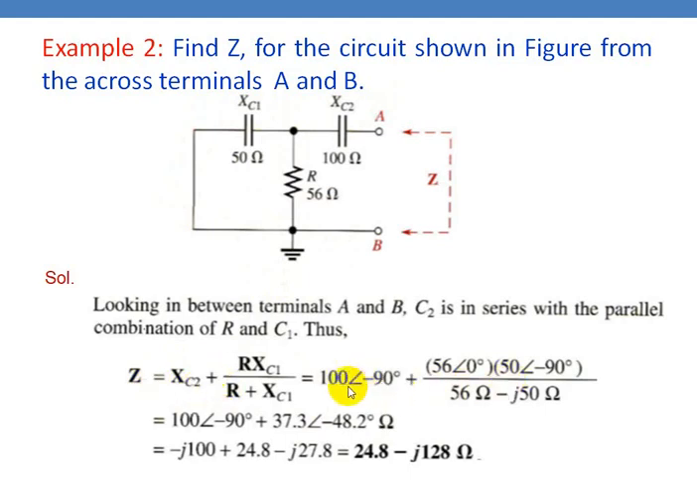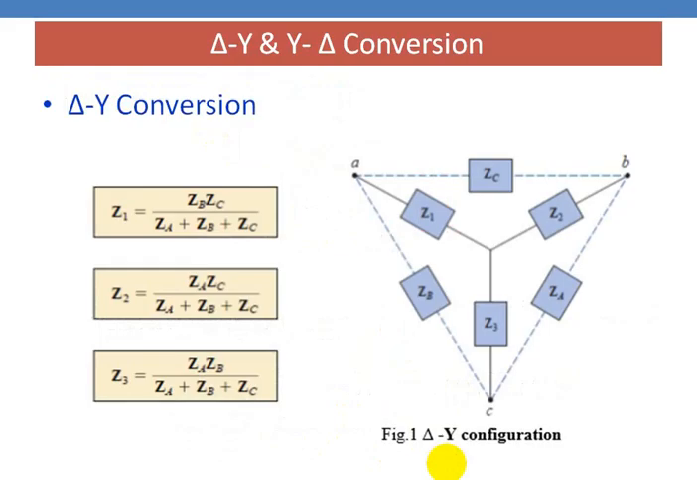So here, 100 at an angle of minus 90. This is for minus j100. For minus j, you have to add the angle as minus 90. And similarly for 50, you have to write it as 50 at an angle of minus 90, or minus j. So substitute the values, and you'll get this value as 24.8 minus j128 ohms.